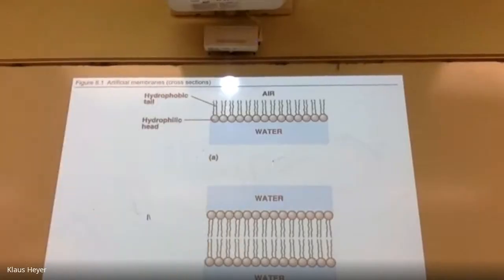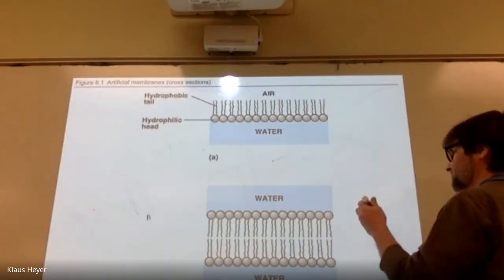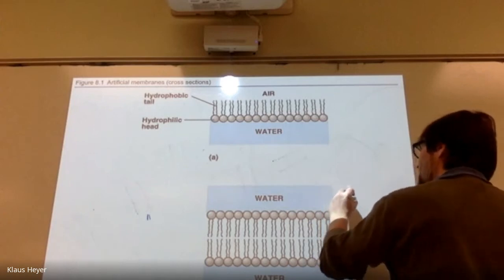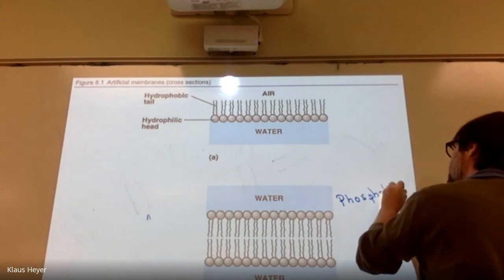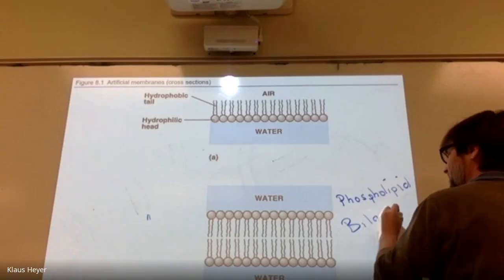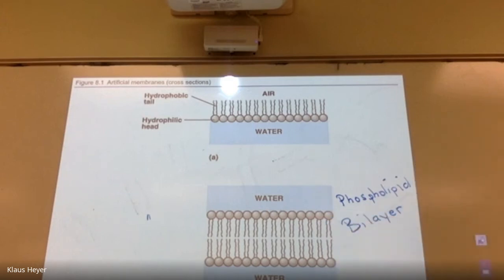All right. Actually recording. This is the cell. This is what the cell membrane is made out of. We call it a phospholipid bilayer, meaning that it's 2 layers of phospholipids.